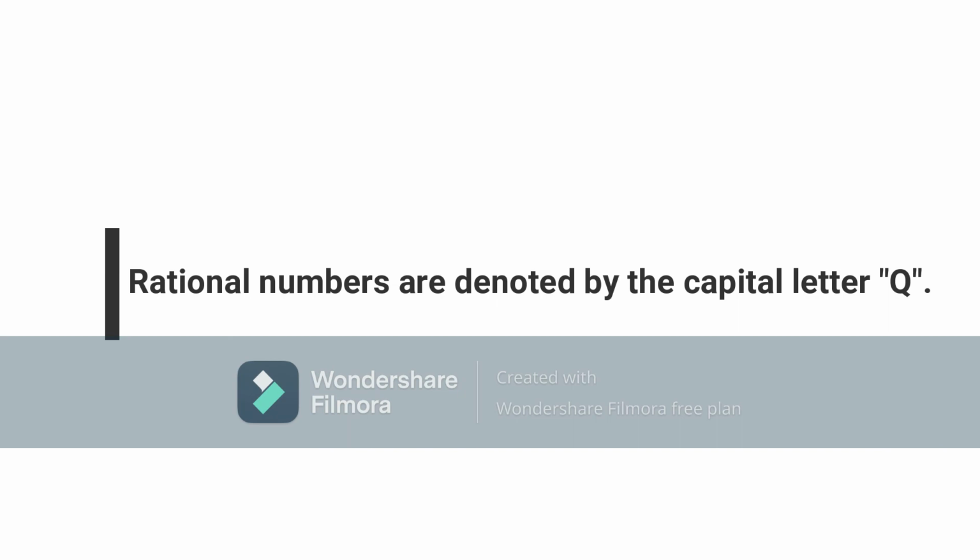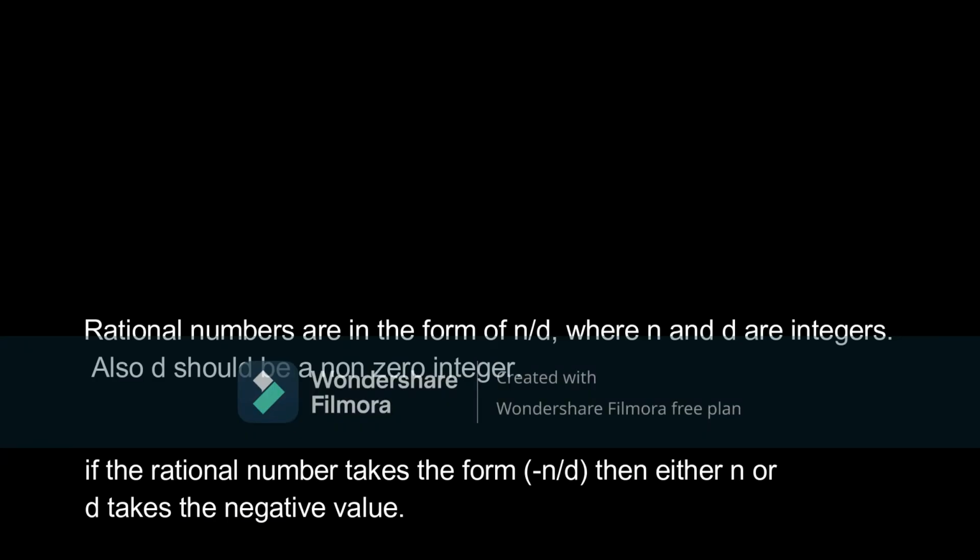Now let us see what are the positive and negative rational numbers. As we all know, the rational number is in the form of n by d, where n and d are integers. Also d should be a non-zero integer. If the rational number takes the form minus n by d, then n or d takes the negative value.